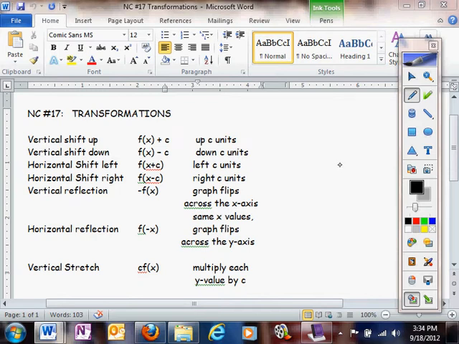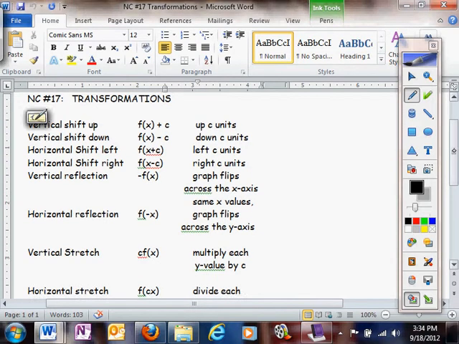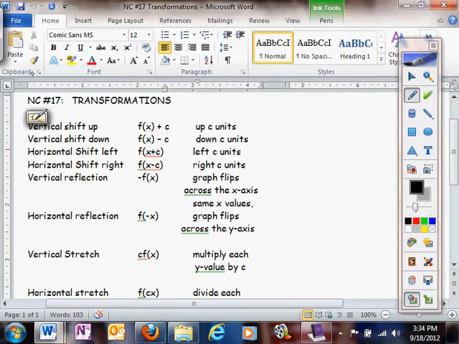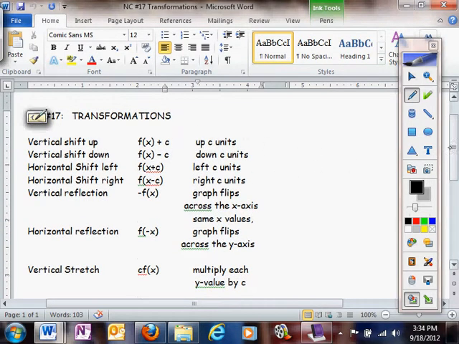Note card 17, transformations. We're going to start working with transforming the parent functions that we've been discussing. And so what we have is a couple of types of transformations that we're going to talk about.